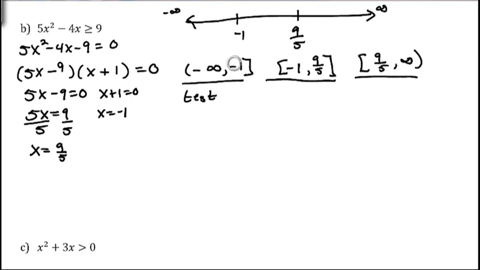In the first interval, you need something that's less than negative 1, so I'm going to test negative 2. And I'm going to plug it into this factored form here. 5 times negative 2 is negative 10.